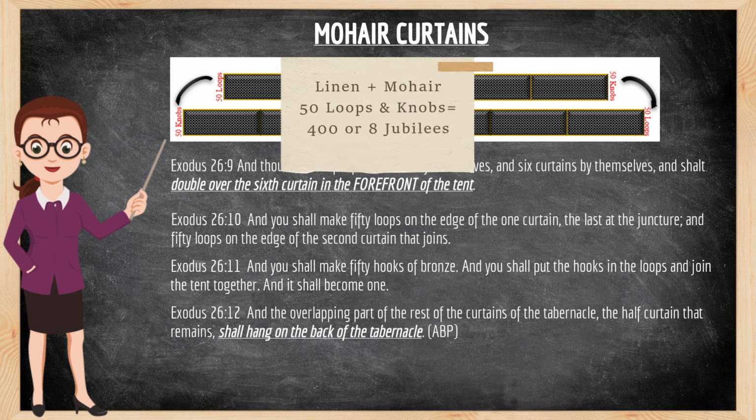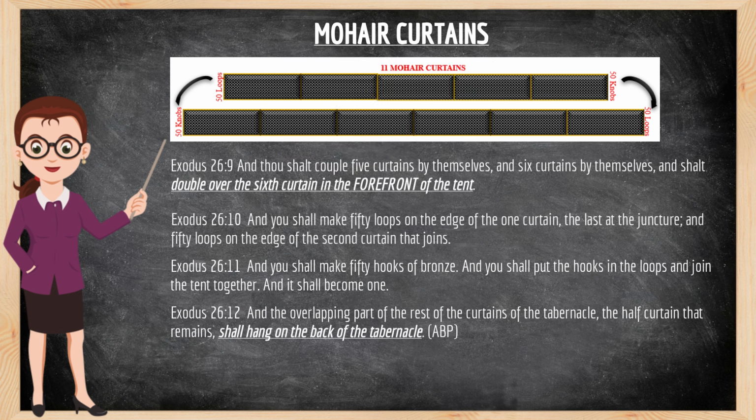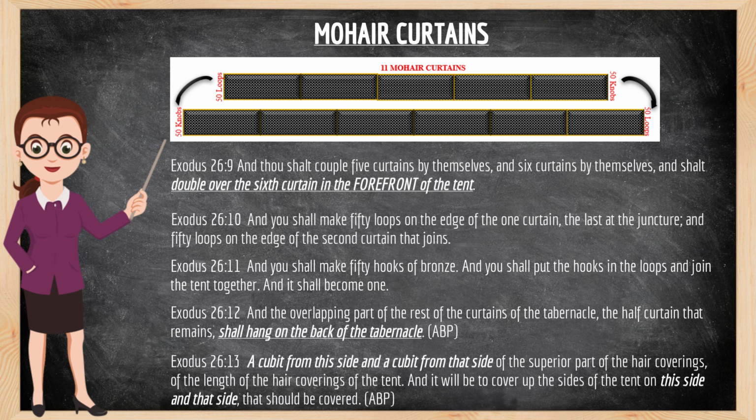Exodus 26:12. And the overlapping part of the rest of the curtains of the tabernacle, the half curtain that remains, shall hang on the back of the tabernacle. Verse 13. A cubit from this side and a cubit from that side of the superior part of the hair coverings, of the length of the hair coverings of the tent. And it will be to cover up the sides of the tent. On this side and on that side, it should be covered. That's out of the Apostolic Bible Polyglot.